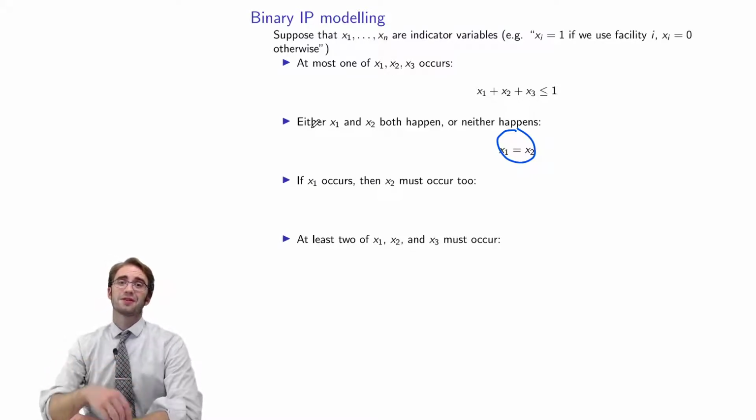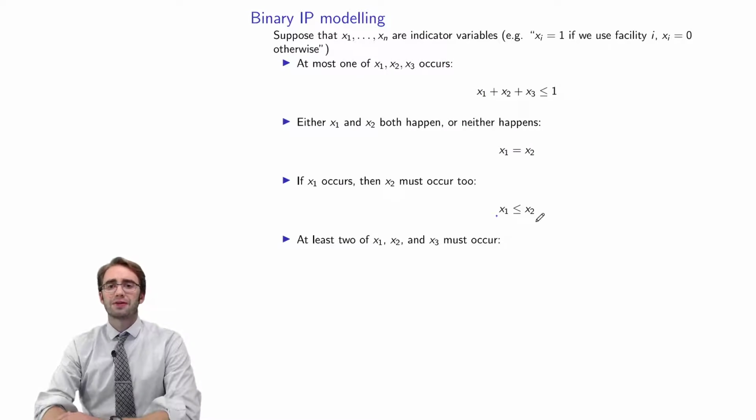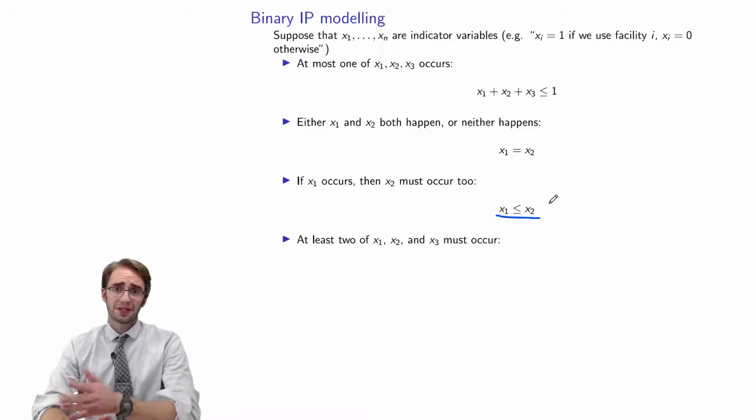And once you see the answer, I think it's pretty intuitive. The answer is that you say x1 is less than or equal to x2. Okay, this gets exactly what you want. When x1 is equal to 1, that forces x2 to be 1. But when x1 is equal to 0, this constraint doesn't tell you anything.